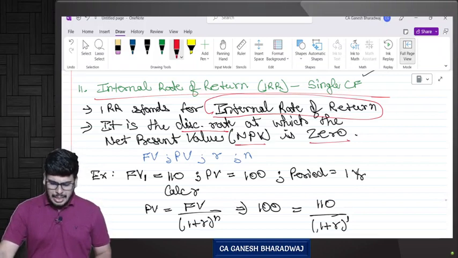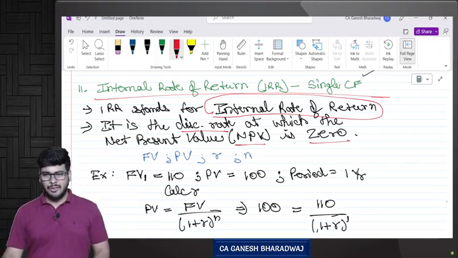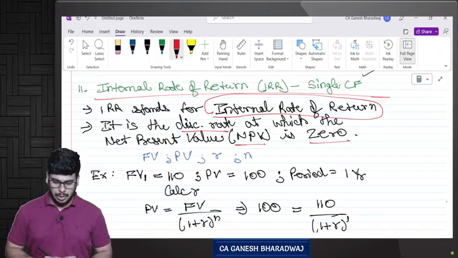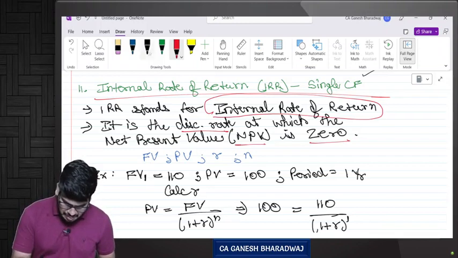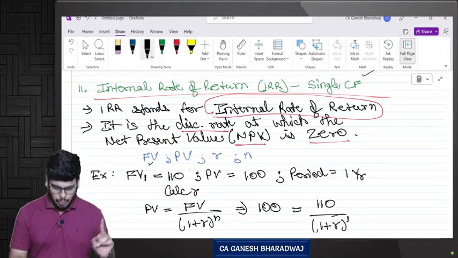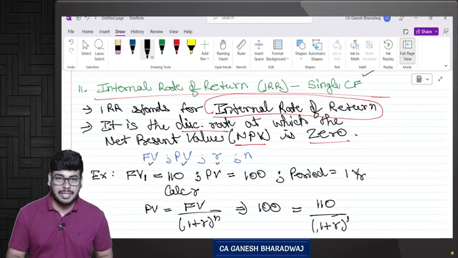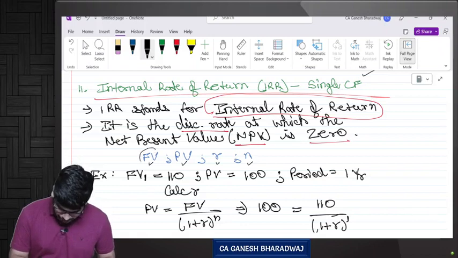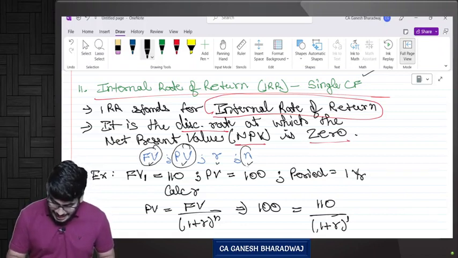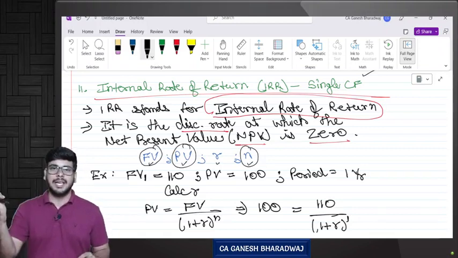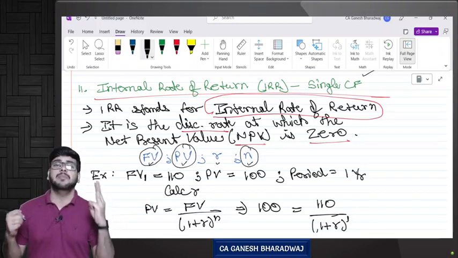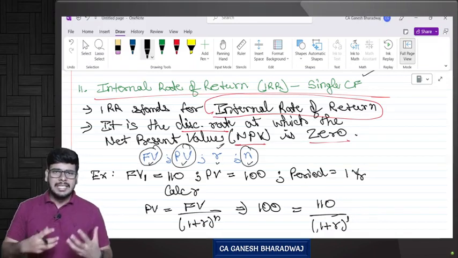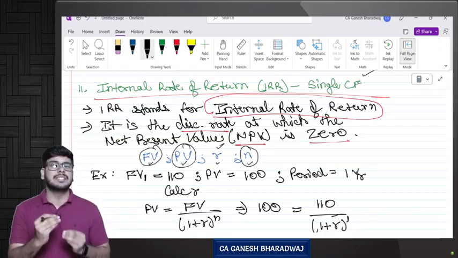Till now, in all this concept of time value of money, we have been playing around with 4 figures. What are the 4 figures? The future value, present value, R, which is the rate, and N, which is the period. Correct? So, when the future value, present value, and the period are given, calculating the rate is called IRR. Are you clear with this? You can see this as a missing figure.